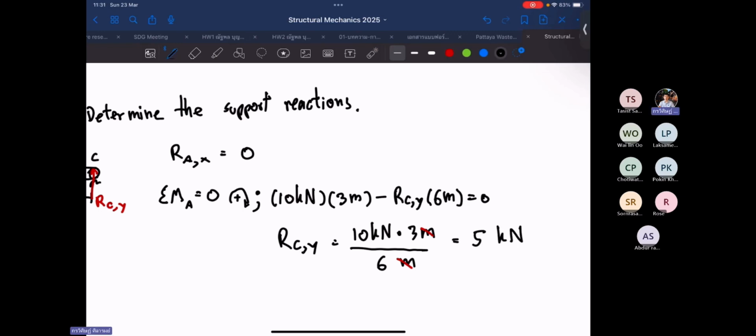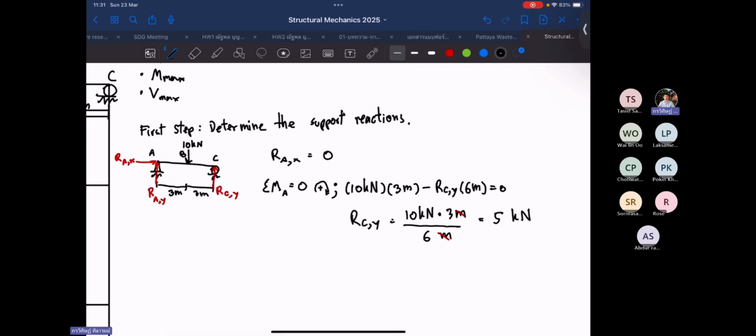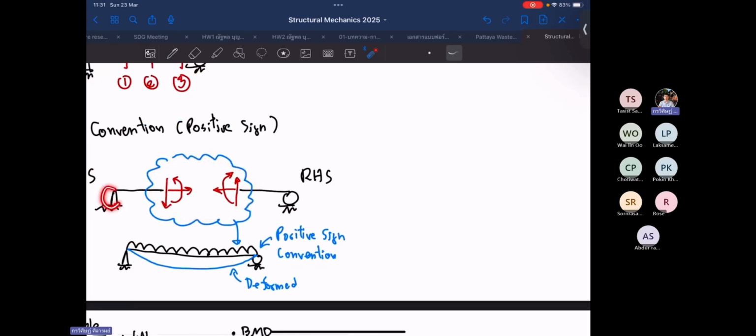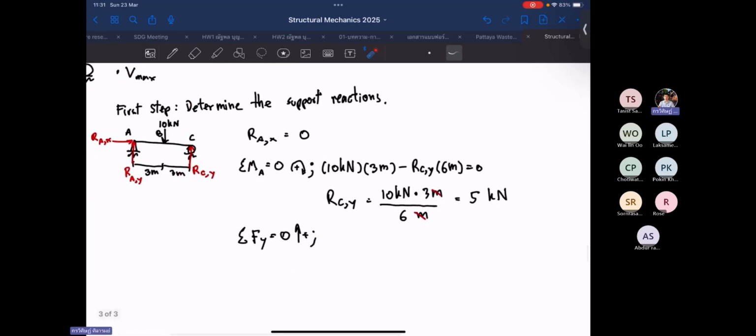Unit is kilonewton. Then we can easily determine the force RAY by using summation of force in y direction equal to 0. Let's say upward is positive. I recall that this one depends on you. You can define whatever you want. This one is not the same as the internal force, this is at support. You can determine whatever you want, but please keep it consistent.